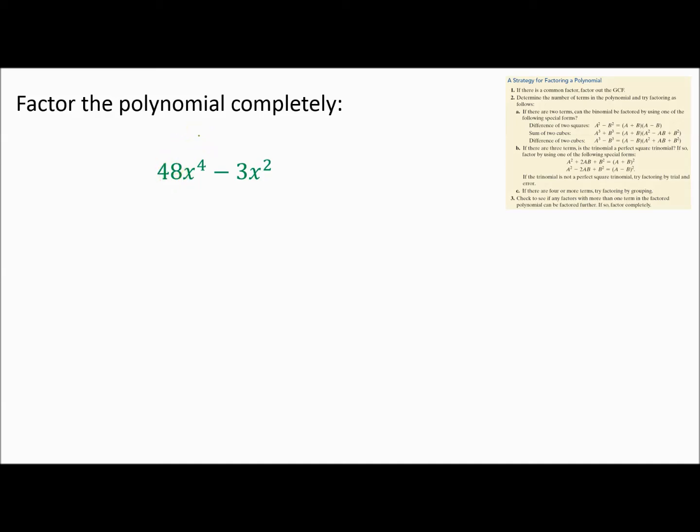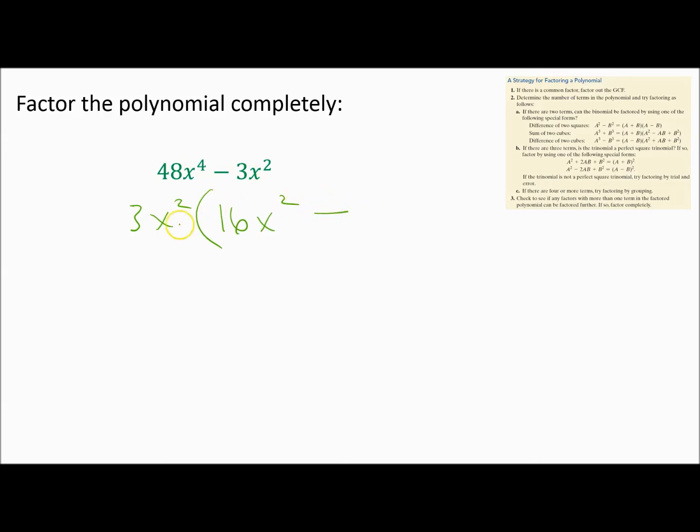It doesn't work for all numbers. It works for 3, okay? So don't try that with a 5 or a 7 or something. It only works with 3s. So I'm going to pull out that common 3 and the x squared, okay? So 3 divides into 48. Turns out it's 16 times. And if I pull out x squared, that leaves me x squared.